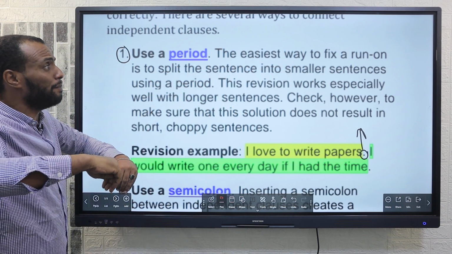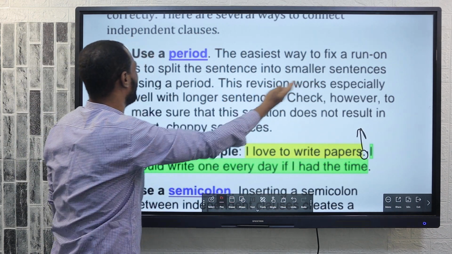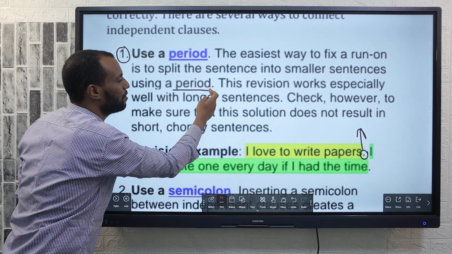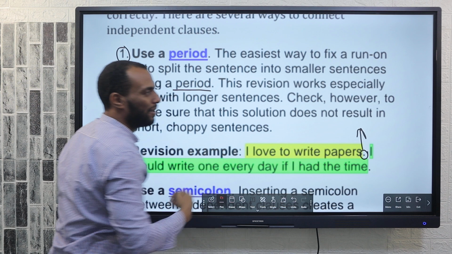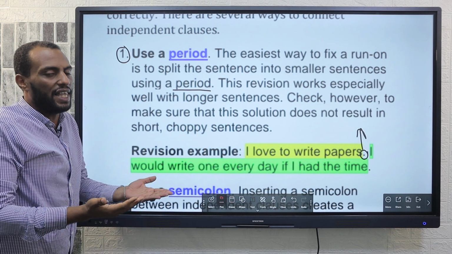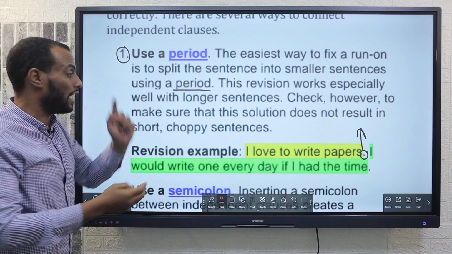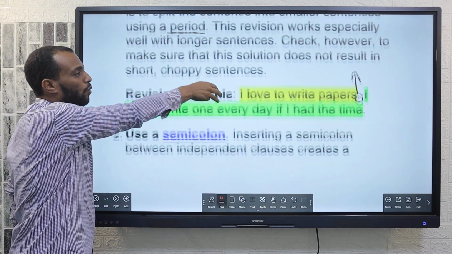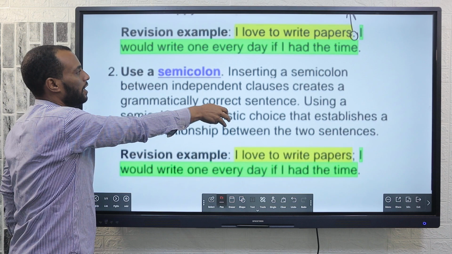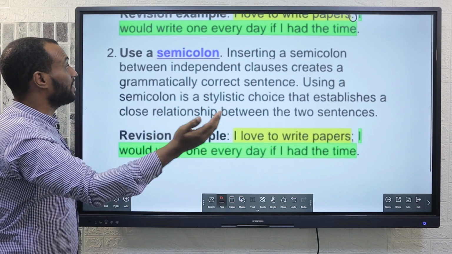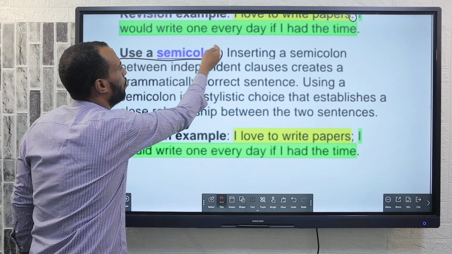To split them into what? Into smaller sentences using a period. What does a period mean? A full stop. So this solution, I think it's the easiest one. So the easiest one is to use a period. And then for the second solution, how can I apply it? The second one, to use a semicolon.